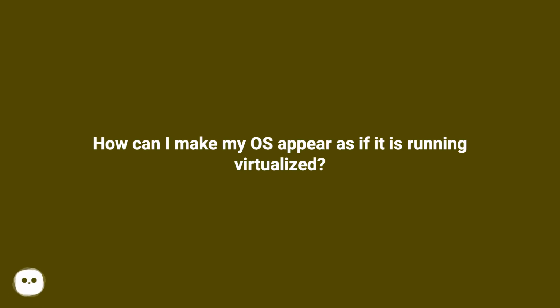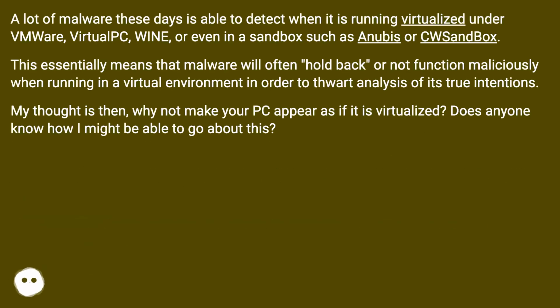How can I make my OS appear as if it is running virtualized? A lot of malware these days is able to detect when it is running virtualized under VMware, VirtualBox, Wine, or even in a sandbox such as Anubis or CWSandbox. This essentially means that malware will often hold back or not function maliciously when running in a virtual environment in order to thwart analysis of its true intentions. My thought is then, why not make your PC appear as if it is virtualized? Does anyone know how I might be able to go about this?